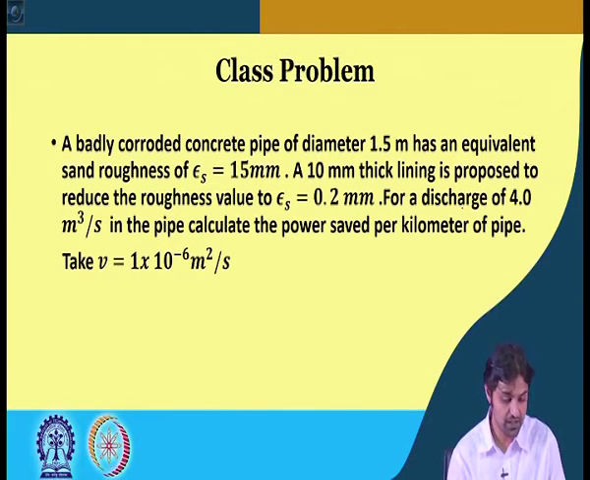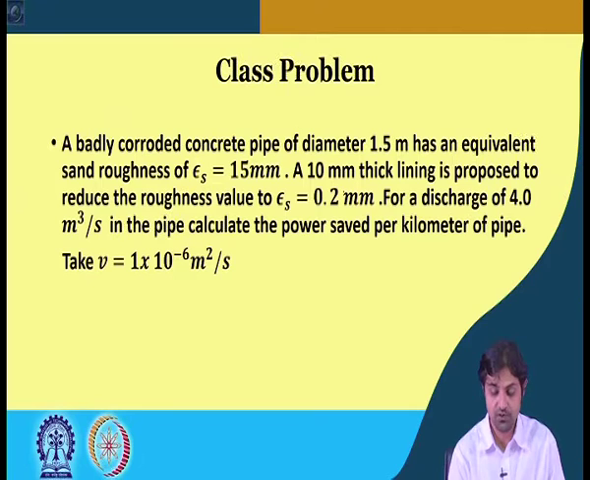The question says a badly corroded concrete pipe of diameter 1.5 meter has an equivalent sand roughness of epsilon s of 15 millimeter. So we have already been given epsilon s. A 10 millimeter thick lining is proposed to reduce the roughness value to epsilon s of 0.2 millimeter. So a thick lining would be put which is 10 millimeters thick, and this will bring down the roughness to 0.2 millimeter.